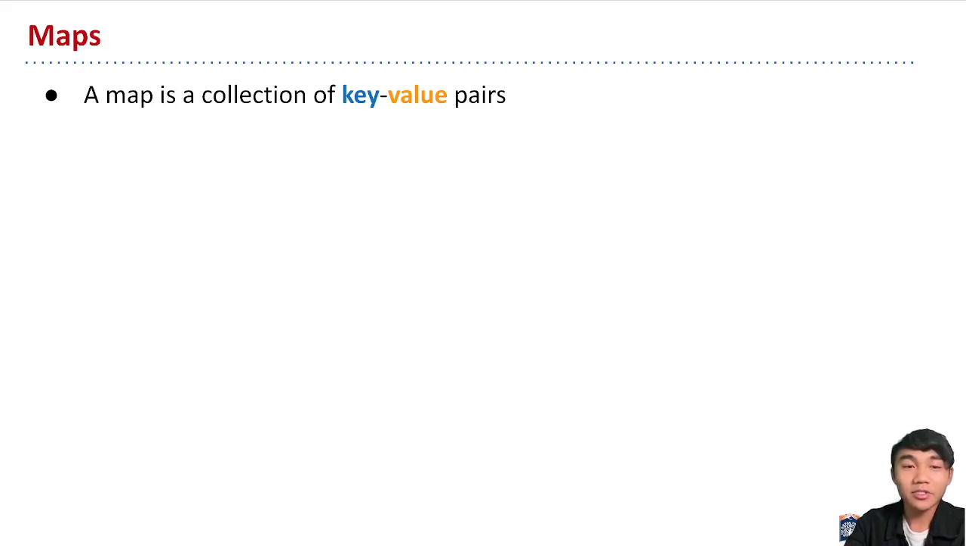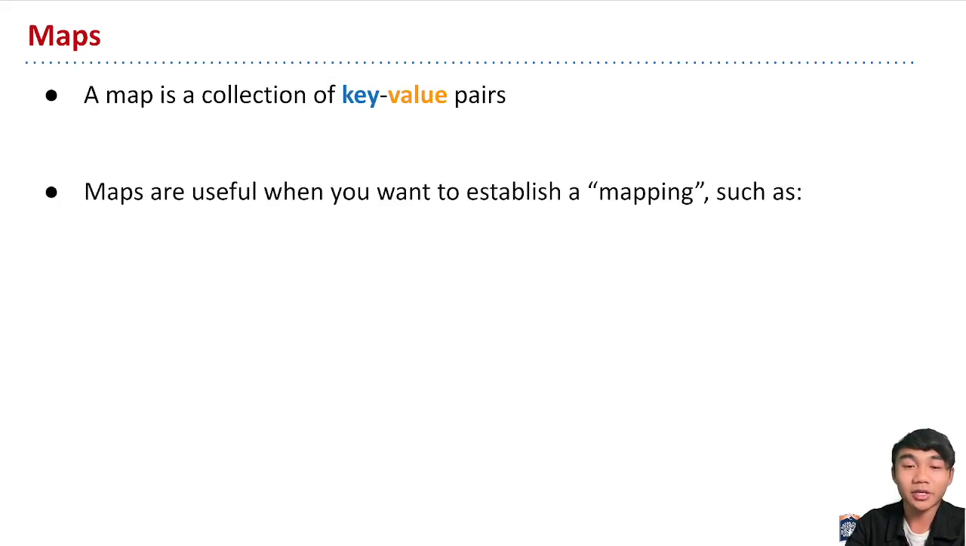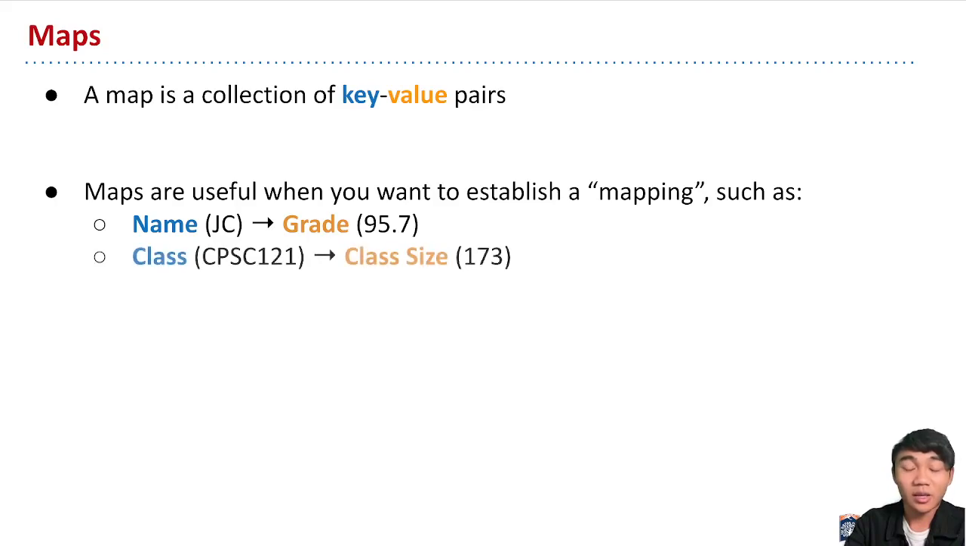So maps allow us to make associations between two different types of data, a key and a value. That means that they are data structures that contain key value pairs. And the reason that they're called maps is because they help us establish associations or mappings, such as mapping from a student's name to their grade, or mapping from the name of a class to the number of students that are enrolled in that class.